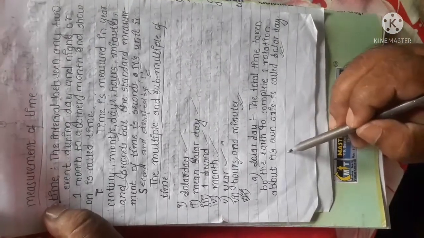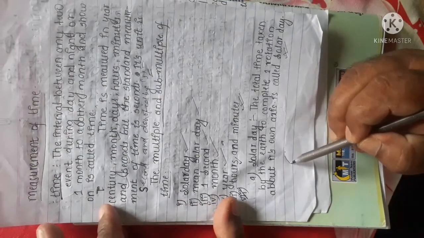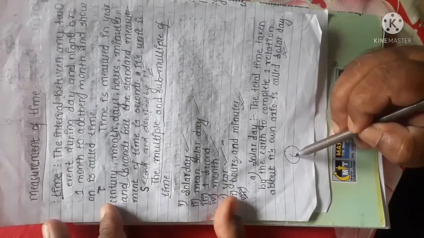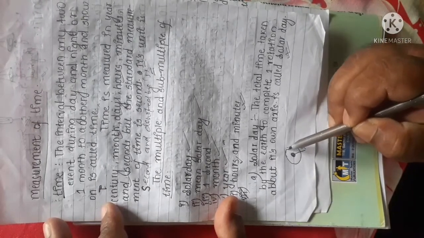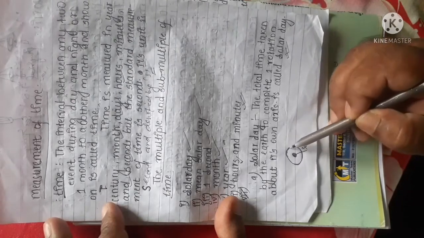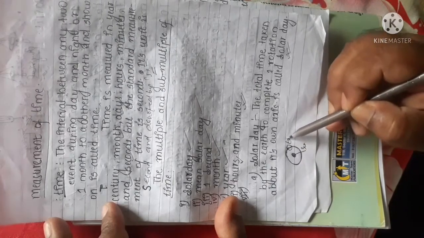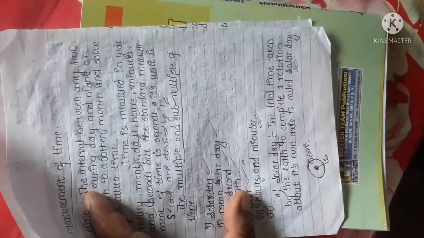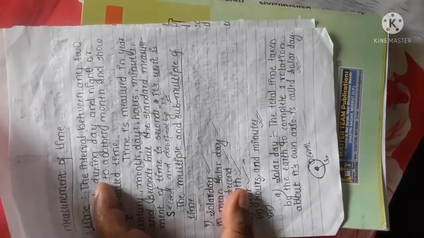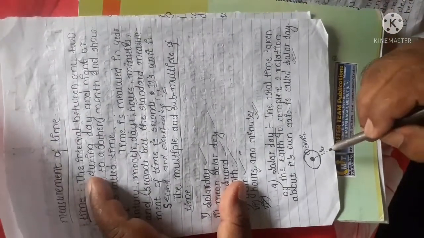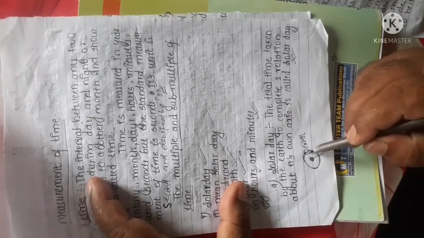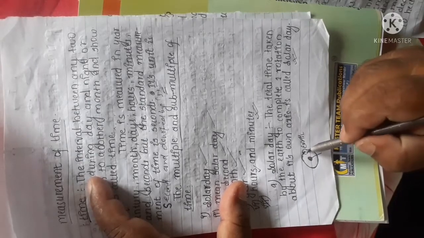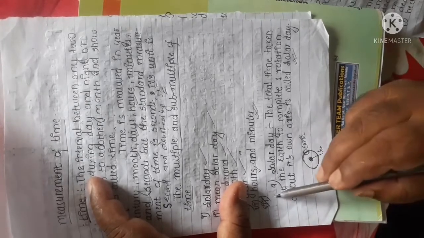It means, here let it be the sun, and here is an elliptical orbit in which the earth revolves around the sun. Then when the earth moves, after 24 hours it reaches the same point the next day. That is called one solar day.